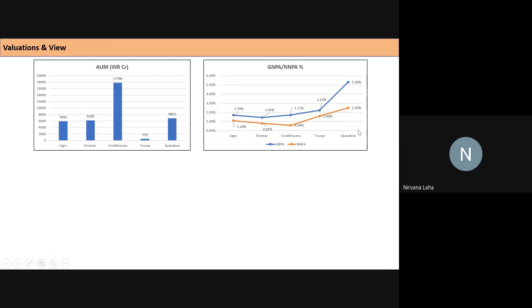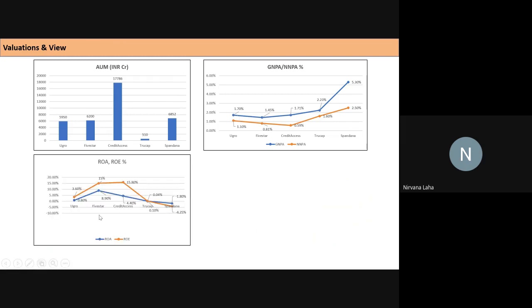If you look at GNPA and NPA, UGRO is pretty much in a comfortable space in terms of the peers. Spandana has really high numbers. This is a microfinance company, so not strictly comparable. But it also lends to a risky segment. So in terms of GNPA and NPA, not a big concern. This is where the difference is in terms of ROA, ROE. If you look at Five Star and Credit Access, the kind of model they have followed is these companies have been around for 10, 15 years.